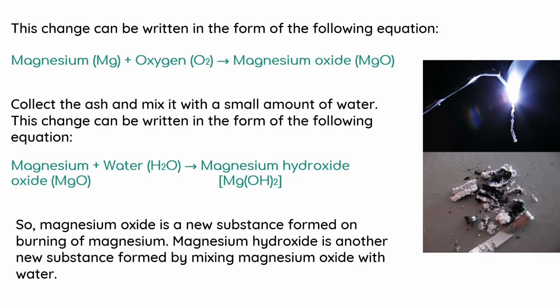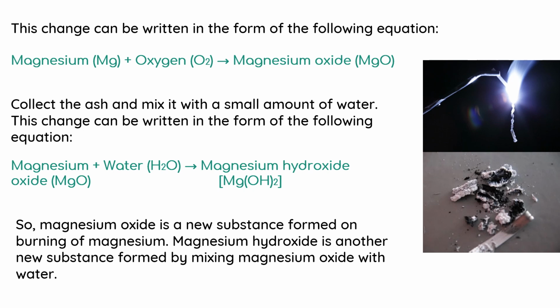When you hear magnesium oxide, that ash should come to your mind, white ash. In the picture also you can clearly see that white ash is the magnesium oxide. That is a new substance, completely different from magnesium ribbon. So a chemical change has happened. And when we mix that magnesium oxide with water, we get magnesium hydroxide.